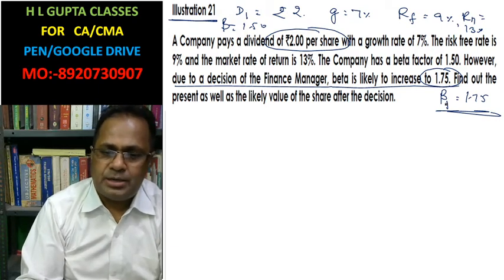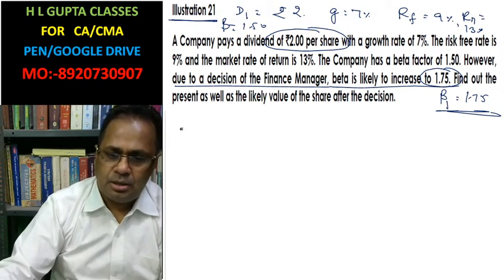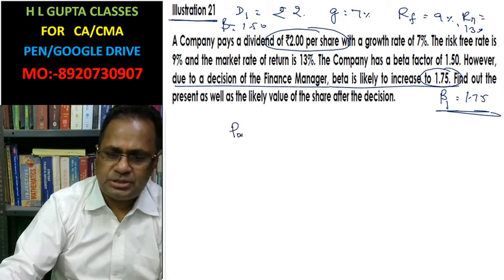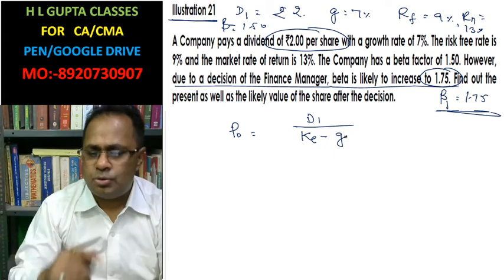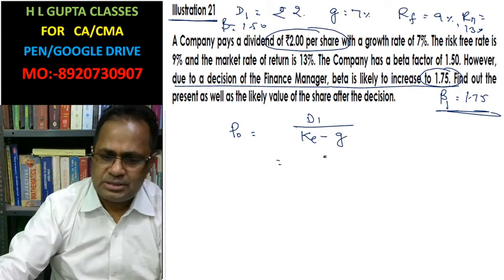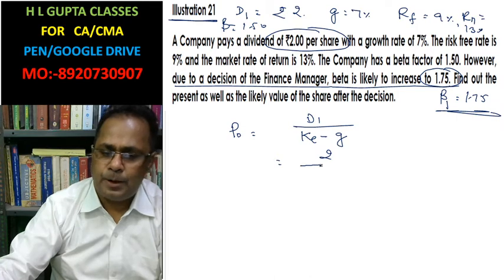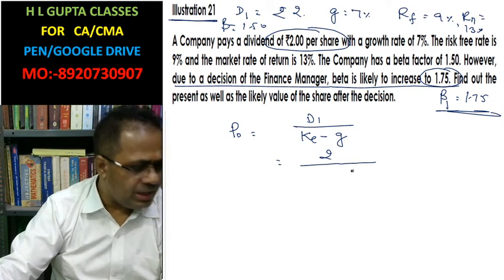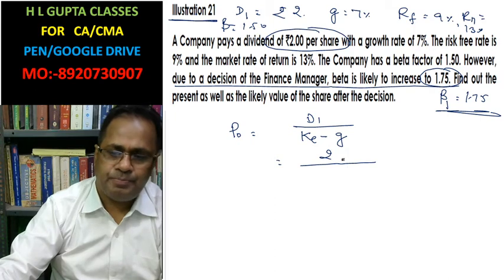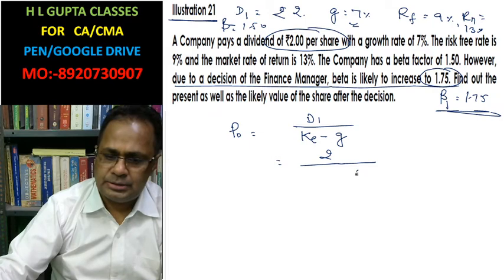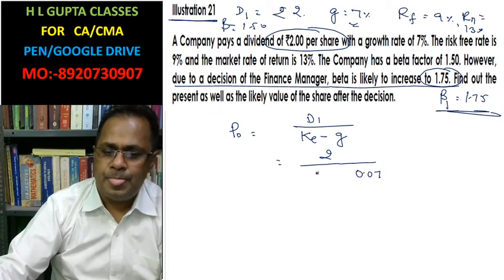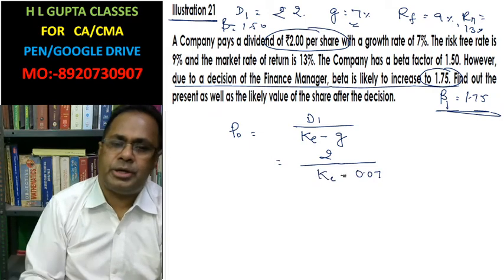As we know, the market price per share P0 is D1 divided by KE minus G. In the given question, D1 is assumed to be 2. The growth rate is 7%, that is 0.07. Now we need to calculate the cost of equity.